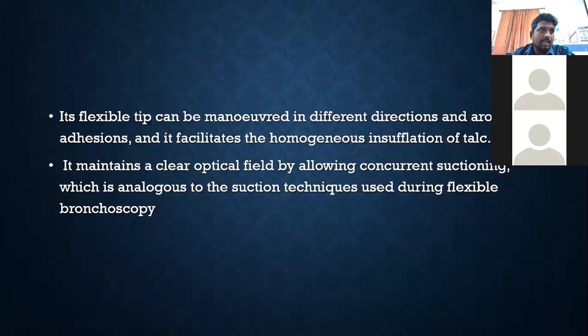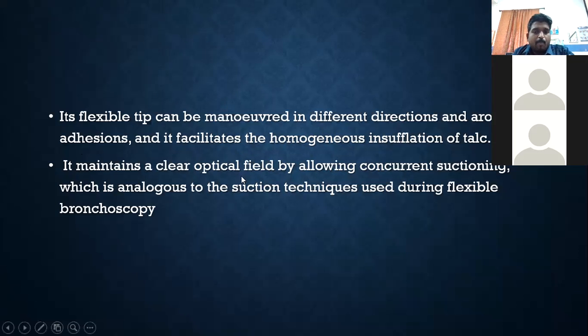When you are using talc with the rigid thoracoscope, you have to bend the thoracoscope to spray the talc over different areas of the pleura. Whereas with the flexible one, you can bend it with a lever, and the pressure that is applied to the chest wall is very minimal, and the pain is also very less. It is very comfortable for the patients, and that's why it is more preferred.